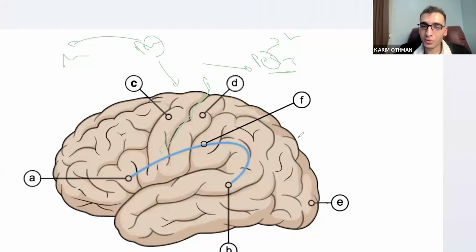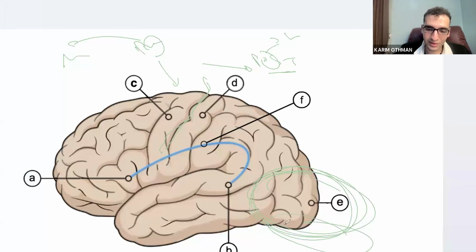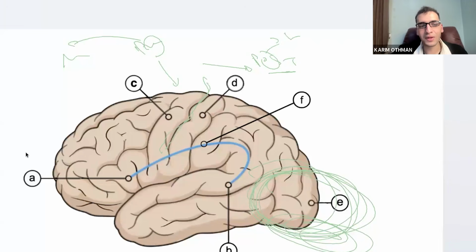How do I know where is posterior and where is anterior? Always, this part here will always be posterior, like this is the cerebellum here, and this part will always be posterior. You will get used to it with time. Okay, guys?